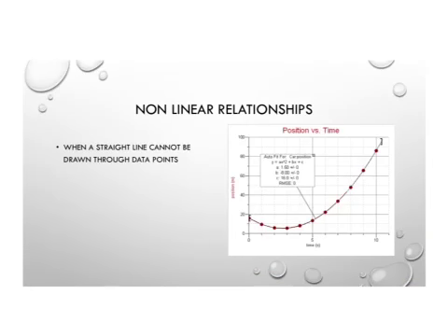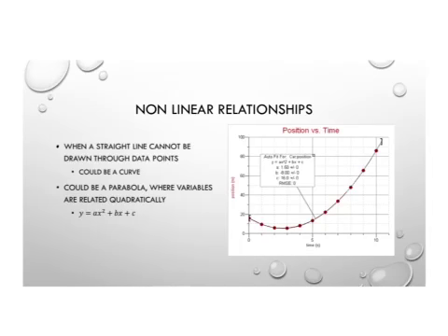The second type of relationship that we can look at is the nonlinear relationships. And nonlinear relationships are just when a straight line can't be drawn through all the data points. So you've collected some data, you've drawn out the data onto a graph, and you realize that there is no way that there's just a straight line. Most of the time, if you cannot draw a straight line, you might see a curve. So if you take a look at this graph of position versus time, you can see that this is definitely curving up to the right.